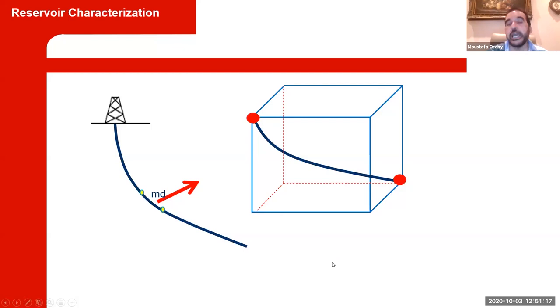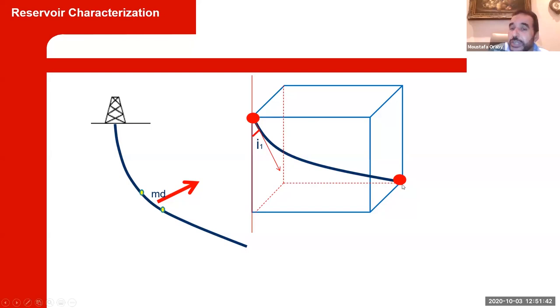Now you come at this point and you see this is the Z direction, right? You put a tangent at this point. Here is the tangent at this point. The angle between the tangent and the Z direction is your first inclination. This is inclination one, so this is I1. This is the inclination angle at the start of this curvature.